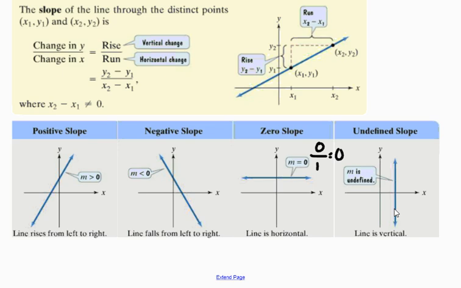And then if I have a vertical line, I have an undefined slope because my horizontal change would be 0, and if I try dividing by 0, I get an undefined value. So a vertical line has an undefined slope, a horizontal line has a slope of 0.